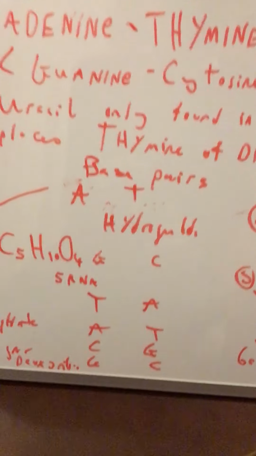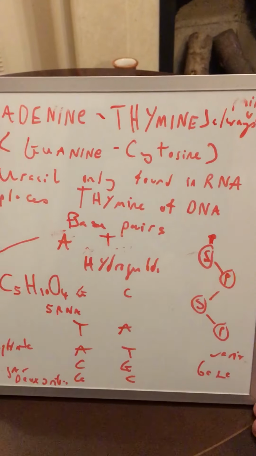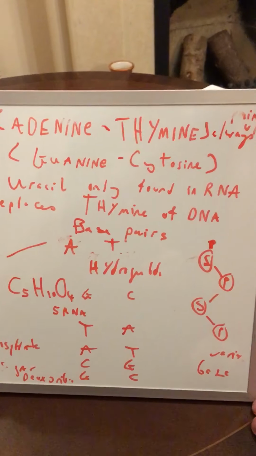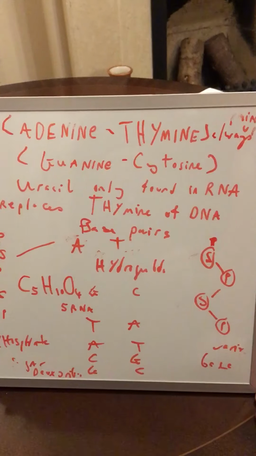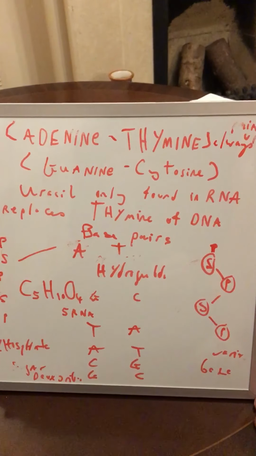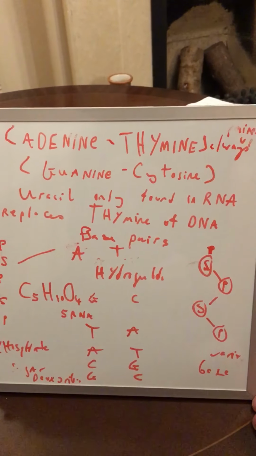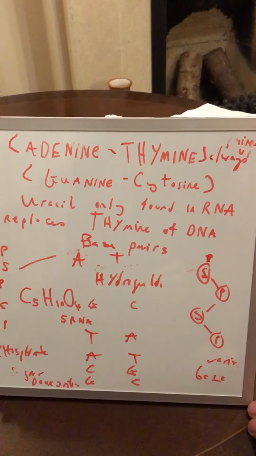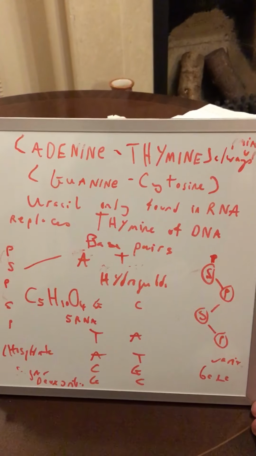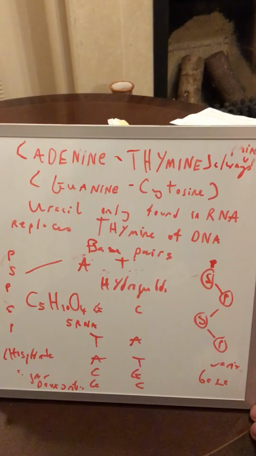Now, I want to just show you that the A pairs up with the T. This is for the DNA, and the A pairs up with the T. The G pairs up with C. Now, uracil is only found in RNA, and it replaces the thymine of DNA, so the uracil is paired up with the A there, the adenine.